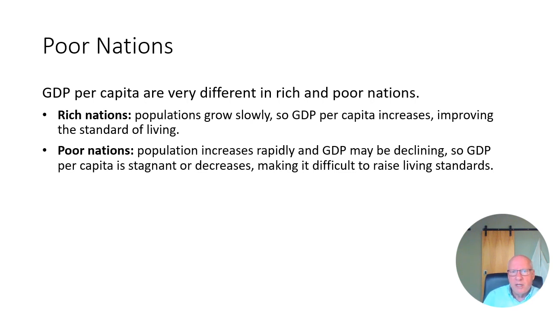Rich nations' populations grow slowly. Now, why is that? Generally speaking, and more than just generally, I don't think there's any good exception. Every country that's gotten rich has chosen to have fewer children. There's a bunch of reasons why that's true. I'll just toss out a couple of them.